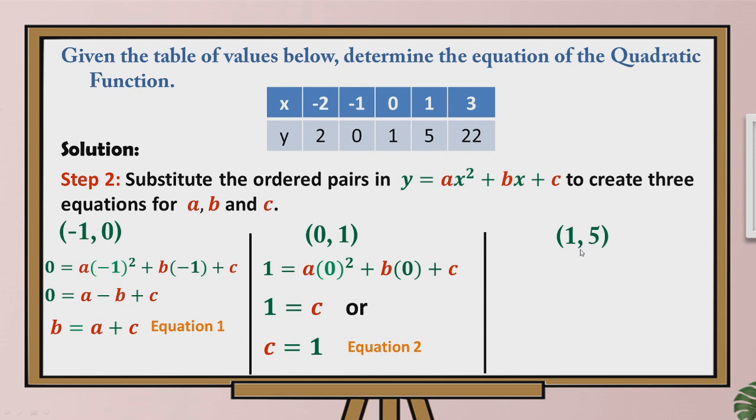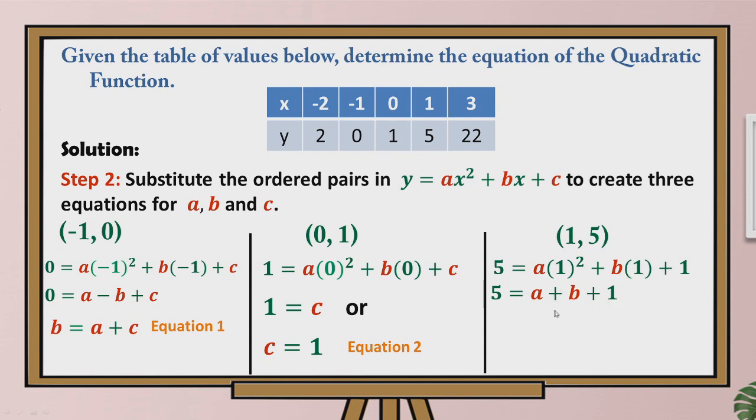And then for the third ordered pair, 5 will replace y and 1 will replace x. So 1 square here is equal to a, and then b times 1 is b, and this is our resulting equation. Now, since we have already from equation 2 the value of c equal to 1, we replace c with 1 right here. Okay, and then our resulting equation will be this one.